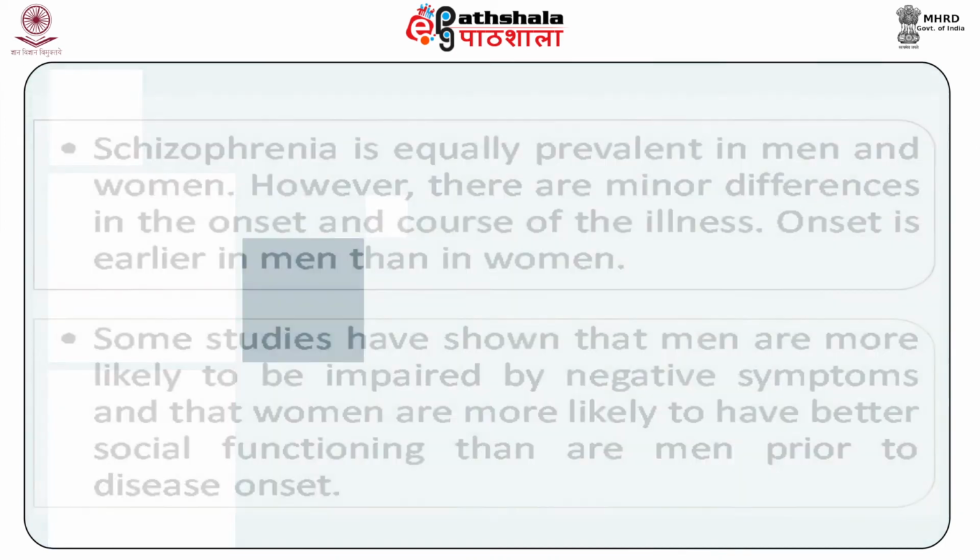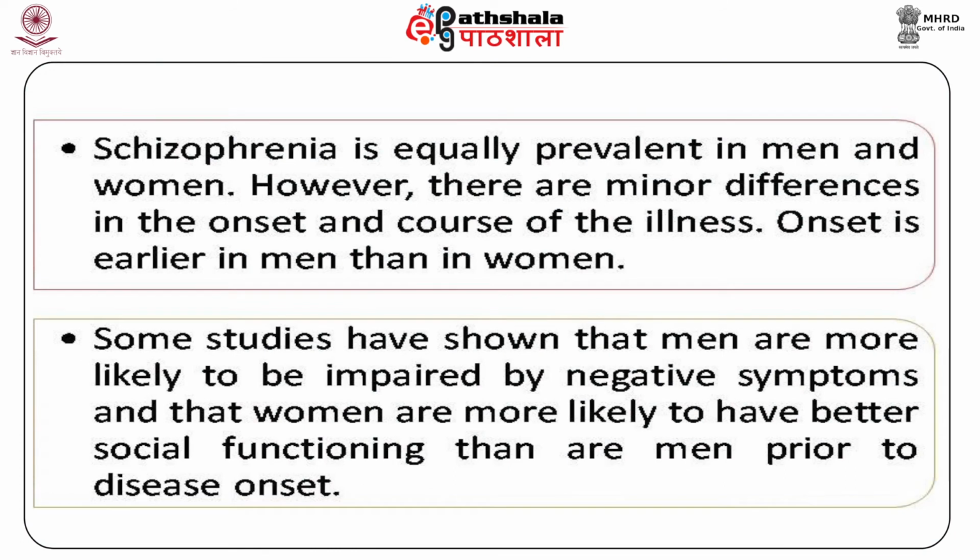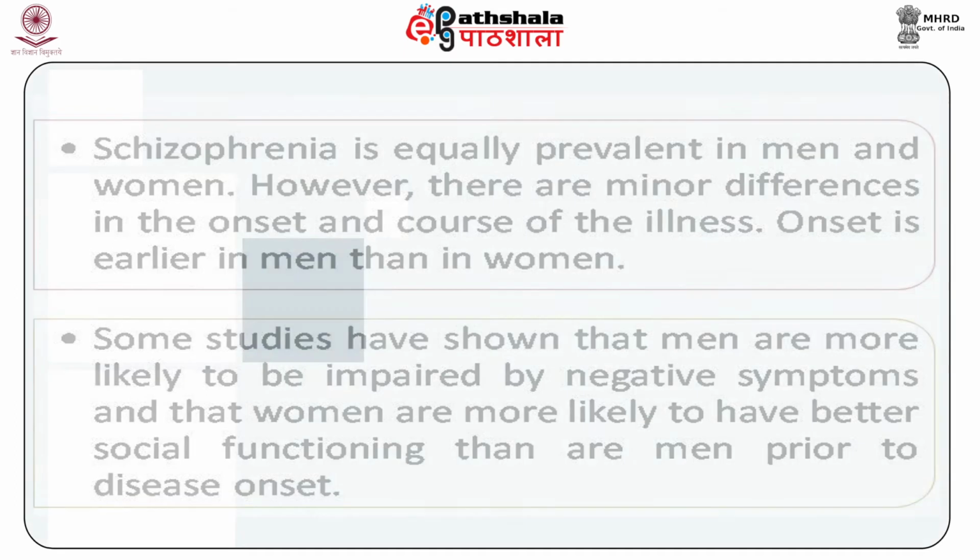Gender. Schizophrenia is equally prevalent in men and women. However, there are minor differences in the onset and course of the illness. Onset is earlier in men than in women. Some studies have shown that men are more likely to be impaired by negative symptoms and that women are more likely to have better social functioning than men prior to disease onset.